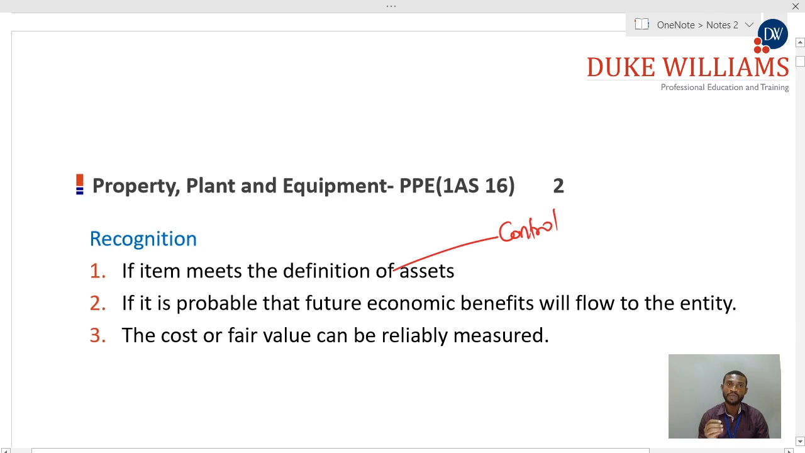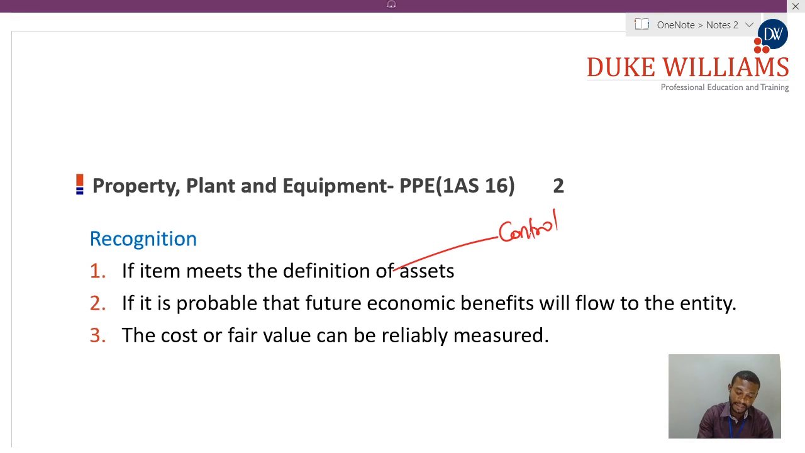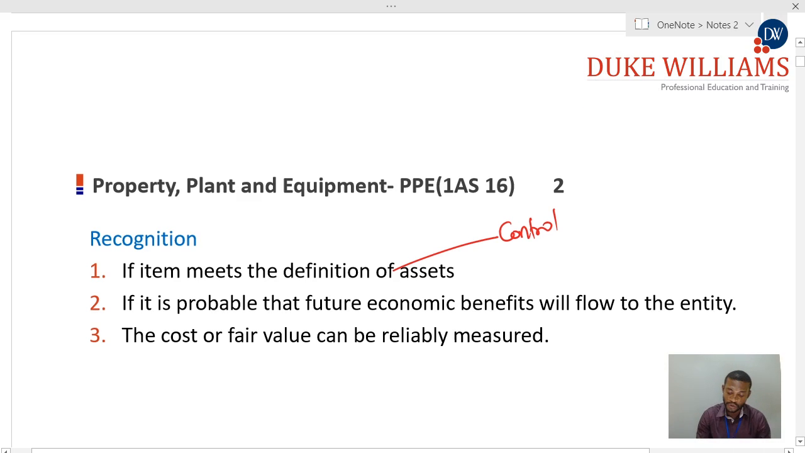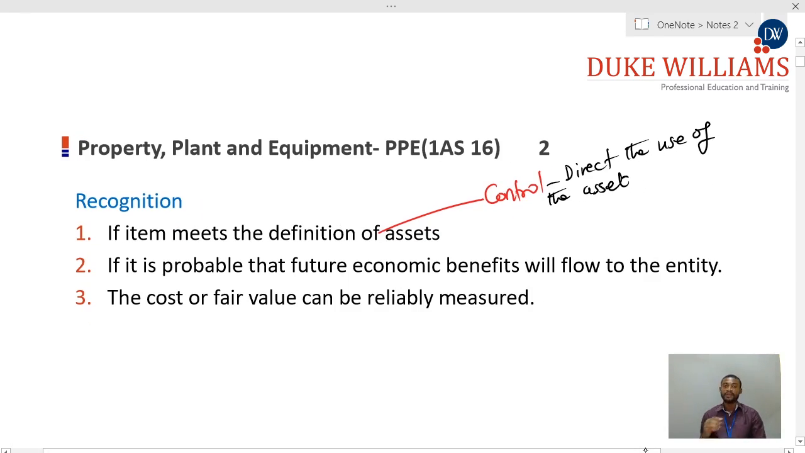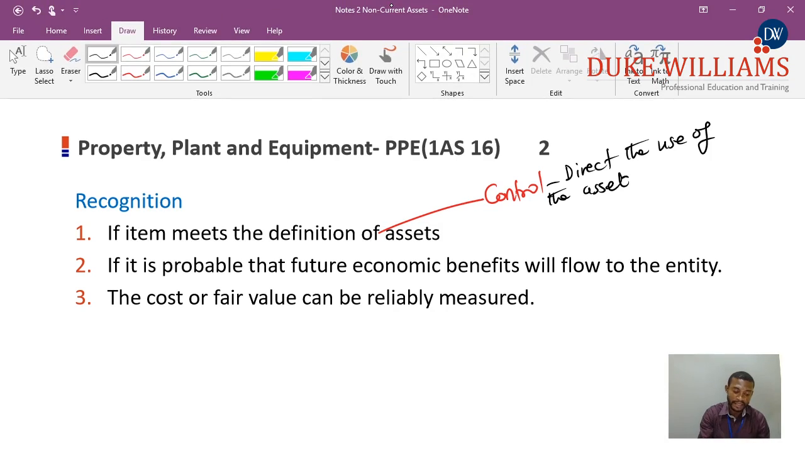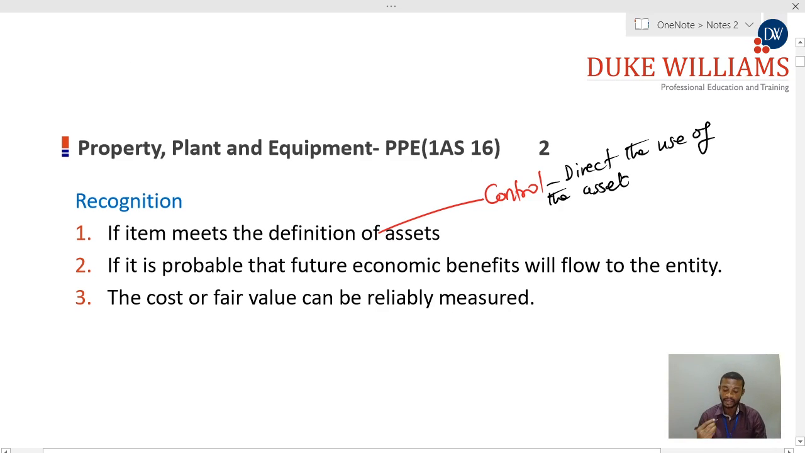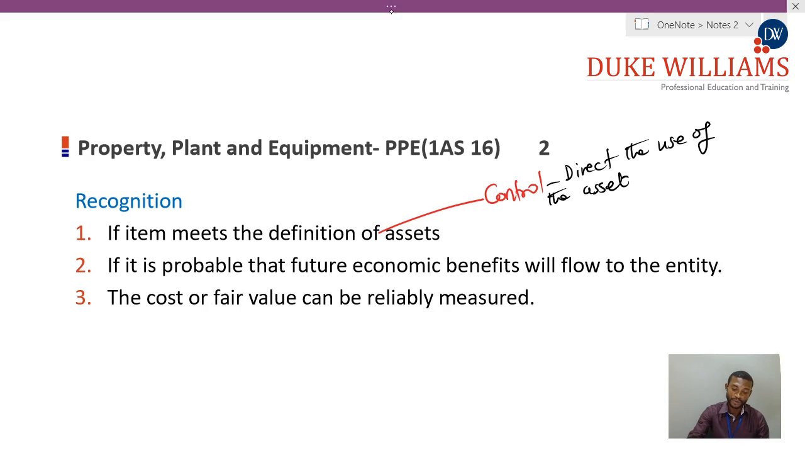Now, what does control mean? Control means that the entity should be able to direct the use of the asset. So, the entity decides what happens to the asset. The entity decides how the asset is used. That is control. And control does not indicate ownership. It is not necessary that the entity need to own the asset before they can recognize it.